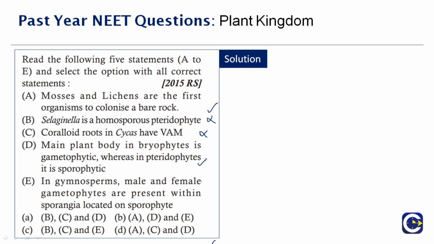heterosporous nature. They have two types of spores, mega and microspores. Now, VAM stands for vesicular arbuscular mycorrhiza. So here, if you see, Cycas does not have this VAM. So option C is also wrong.